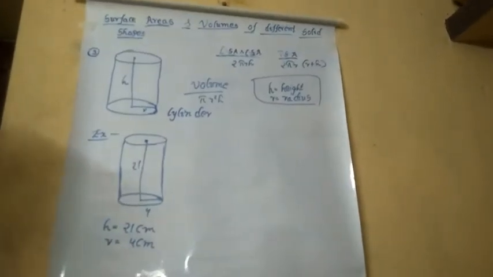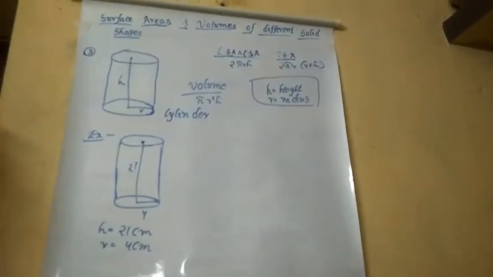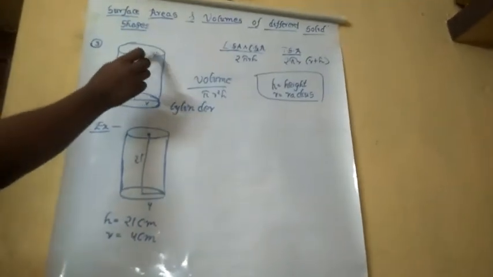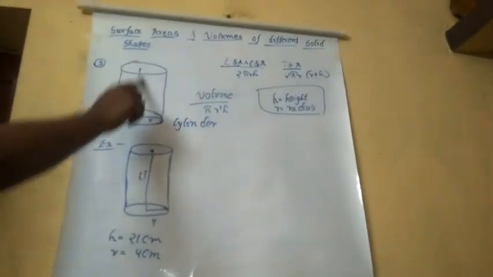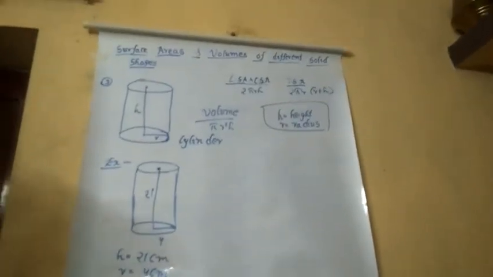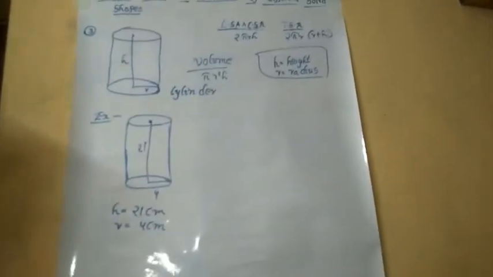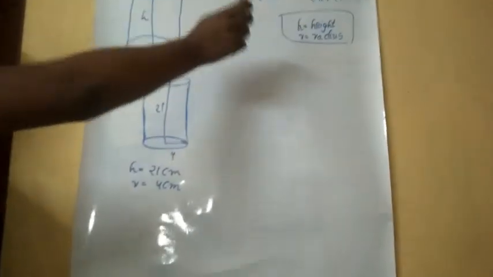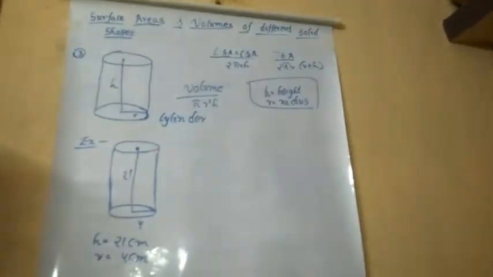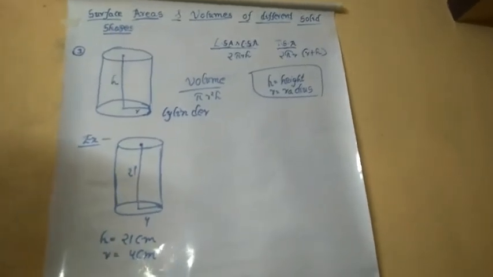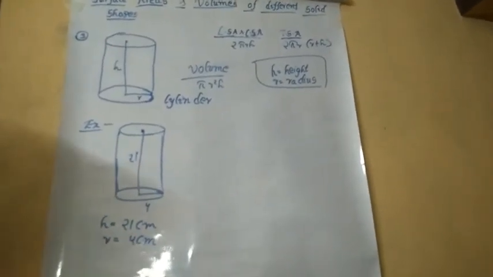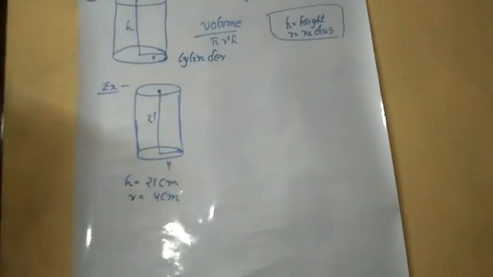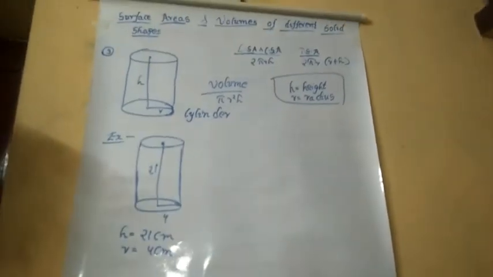The third one is a cylinder. The cylinder consists of a height and a radius. The height will be computed from the upper circle center to the lower circle center. The distance between the two centers is the height, and the two circles have the same radius. And we will see the formulas of the LSA, TSA and the volume. LSA formula is 2 pi RH, and the TSA formula is 2 pi R into R plus H, and the volume formula is pi R square H. Here H means height, R means radius.